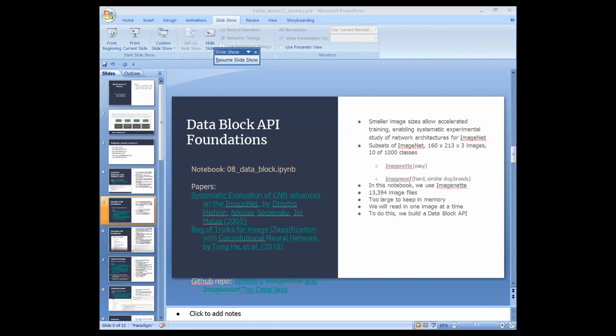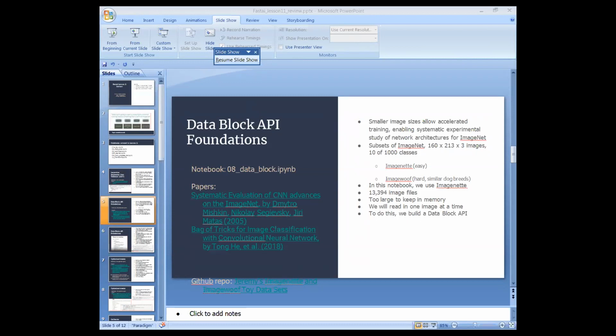Yeah, and what they did was they picked smaller subsets of the ImageNet data set in order to accelerate the training, in order to be able to train faster. They use smaller image sizes and a smaller subset. Instead of taking the whole ImageNet of millions of images, they took subsets of it. And so Jeremy adopted that idea, and it allows you to do accelerated training, and it enables you to do a systematic study of network architectures for ImageNet.